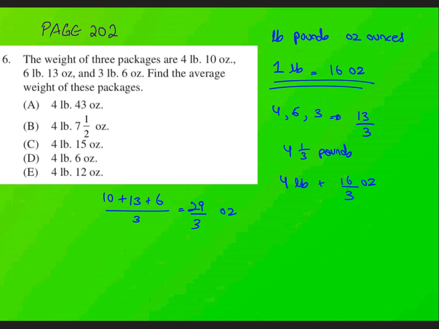So the final average, the combined average, is 4 pounds plus 16 upon 3 ounces plus 29 by 3 ounces. This actually is 4 pounds. Same denominator, I can just add the numerators. That's basically 45 by 3 ounces, and 45 by 3 is just 15. So the final answer is 4 pounds 15 ounces, which is option C.